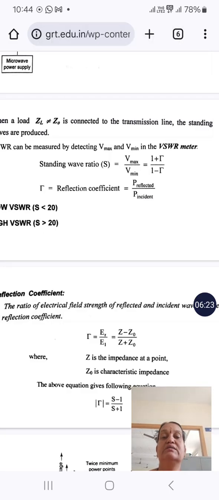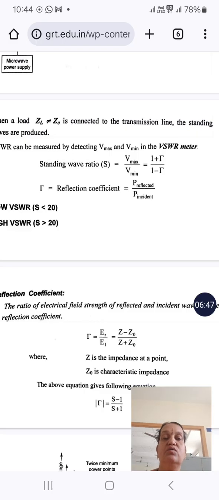You can see the standing wave ratio: through the probe we can detect the Vmax value and the Vmin value by moving it along the slotted line section. After the measurement, the VSWR meter shows the reading of Vmax and Vmin. So once we measure the Vmax and Vmin values, we can measure the standing wave ratio.